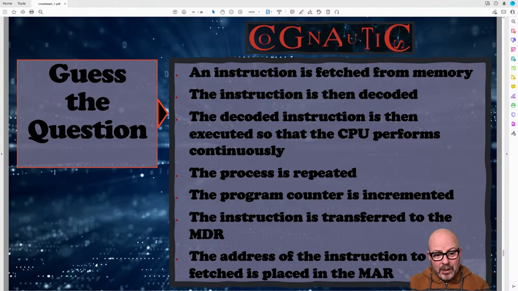So that, Pablo, is outstanding. But if you look at that now, some of these are quite easy. I mean, thinking about the process is repeated, the program counter is incremented, that word that we looked at earlier, which is increased by 1, okay? An instruction is fetched from memory, and of course it's fetched from RAM, that's the memory. It's decoded. The decoded instruction is then executed, and the CPU performs this continuously.